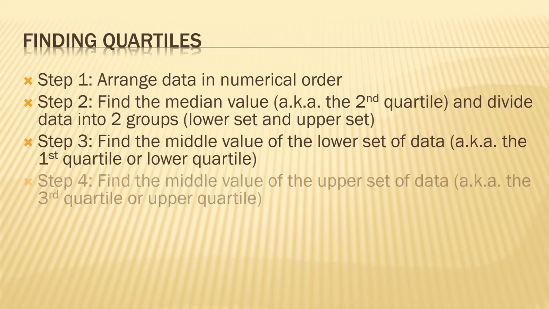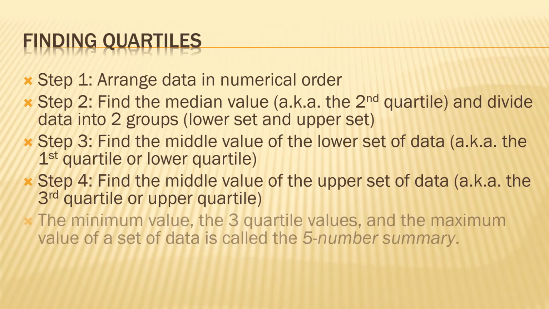Next, find your middle value of your upper set of data. That will be your third quartile. When you combine 5 values, the minimum, the 3 quartile values, the first, second, and third, and the maximum value of any set of data, we call that the 5-number summary. That definition will be extremely important to us in lesson 12-4 when we begin to do box plots.